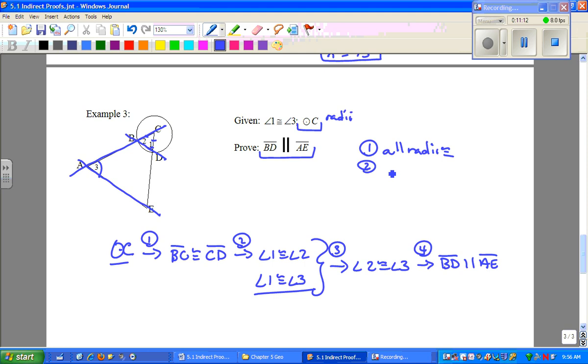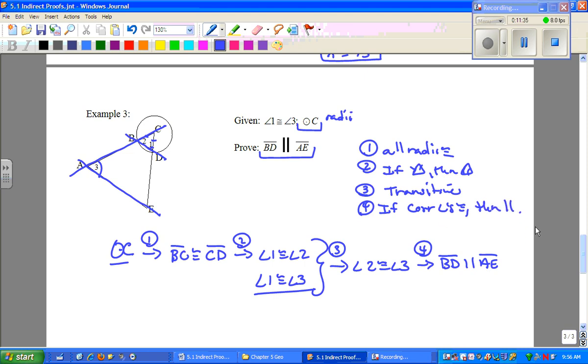Reason 2, if sides, then angles. 3, we'd use the transitive property. And 4, one of our new theorems up there, if corresponding angles congruent, then parallel lines.